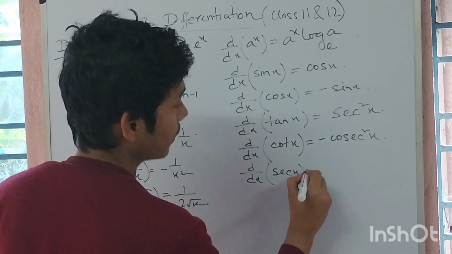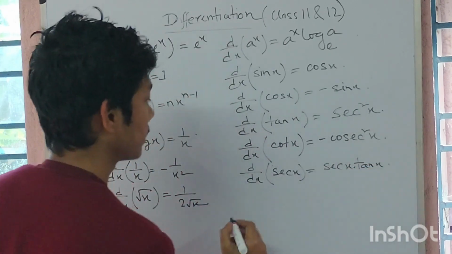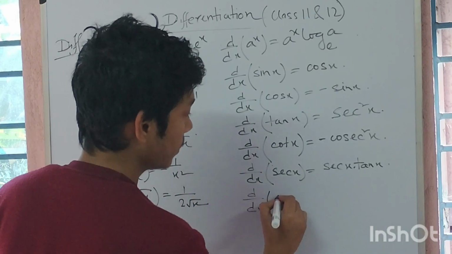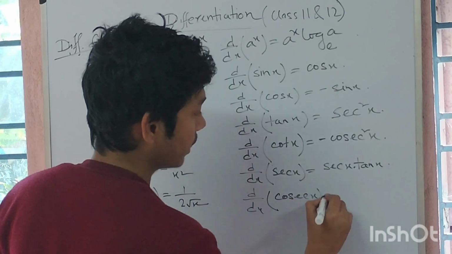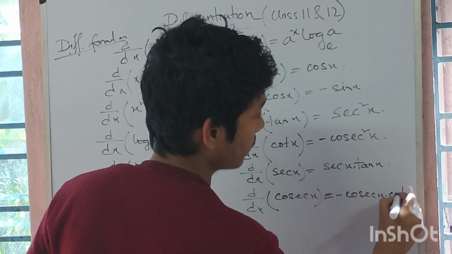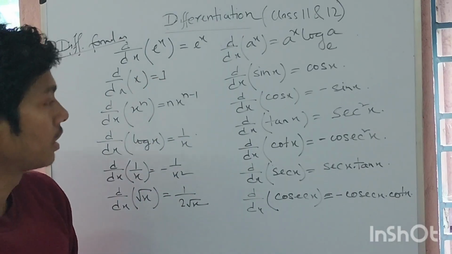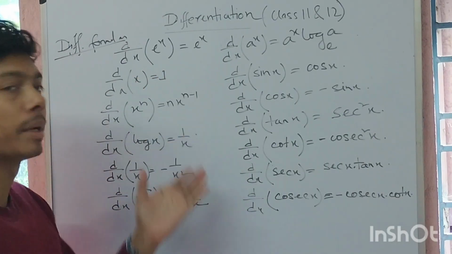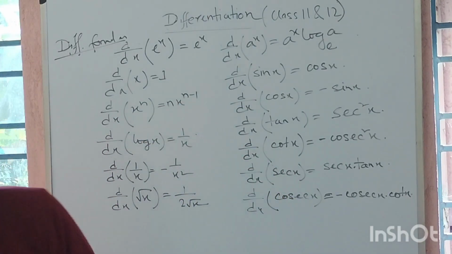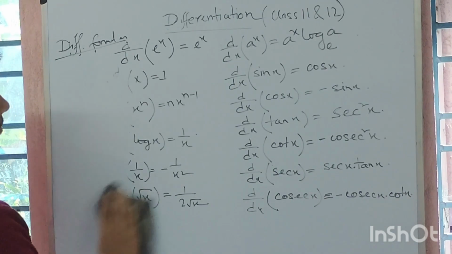d by dx of sec x is sec x into tan x, and last but not least, d by dx of cosec x is minus cosec x cot x. Okay, these are the formulas that we use. These are ready-made formulas, by which I can find the derivative so fast. Okay, please note it down. I am erasing this.